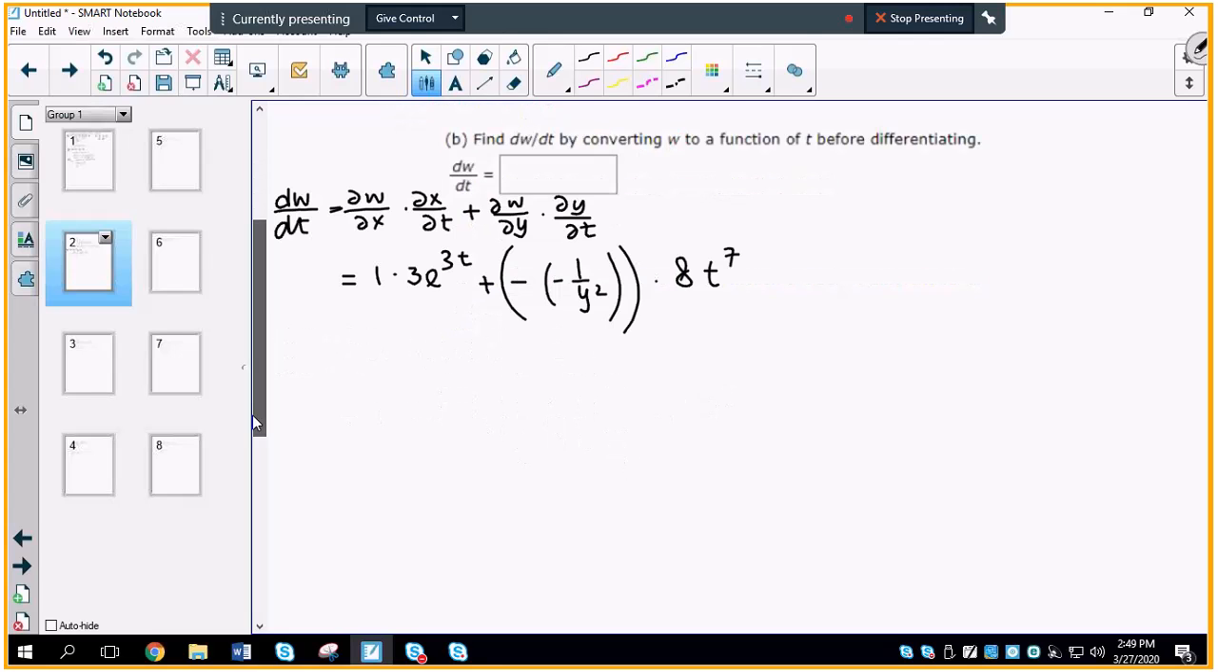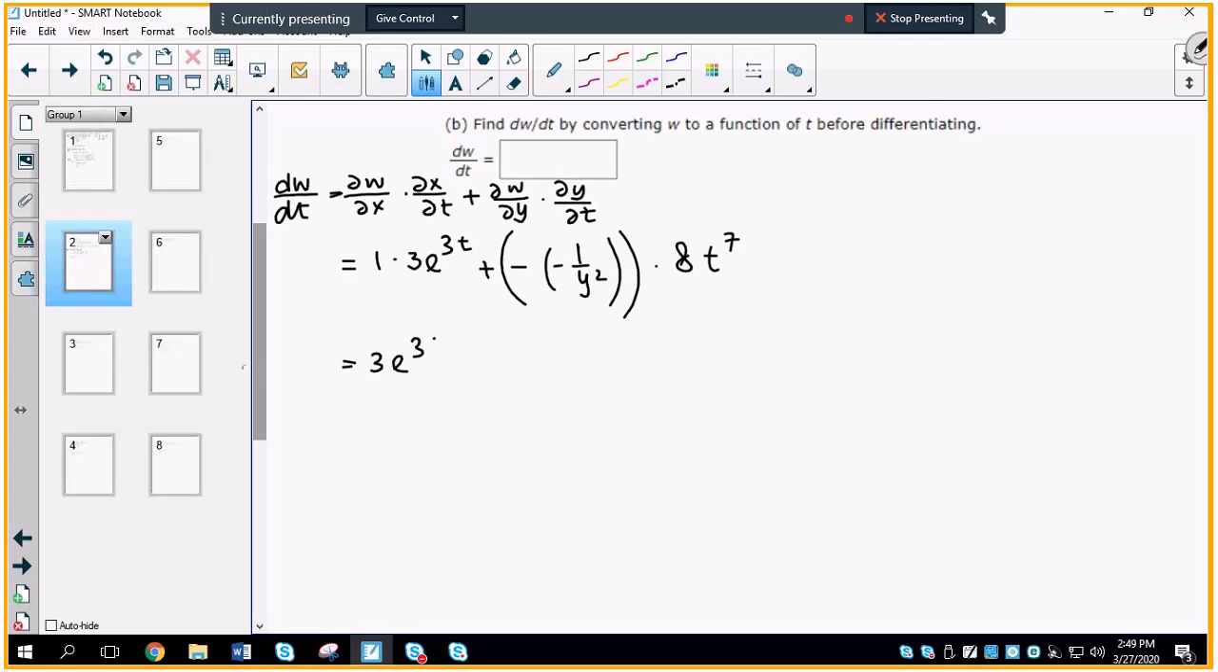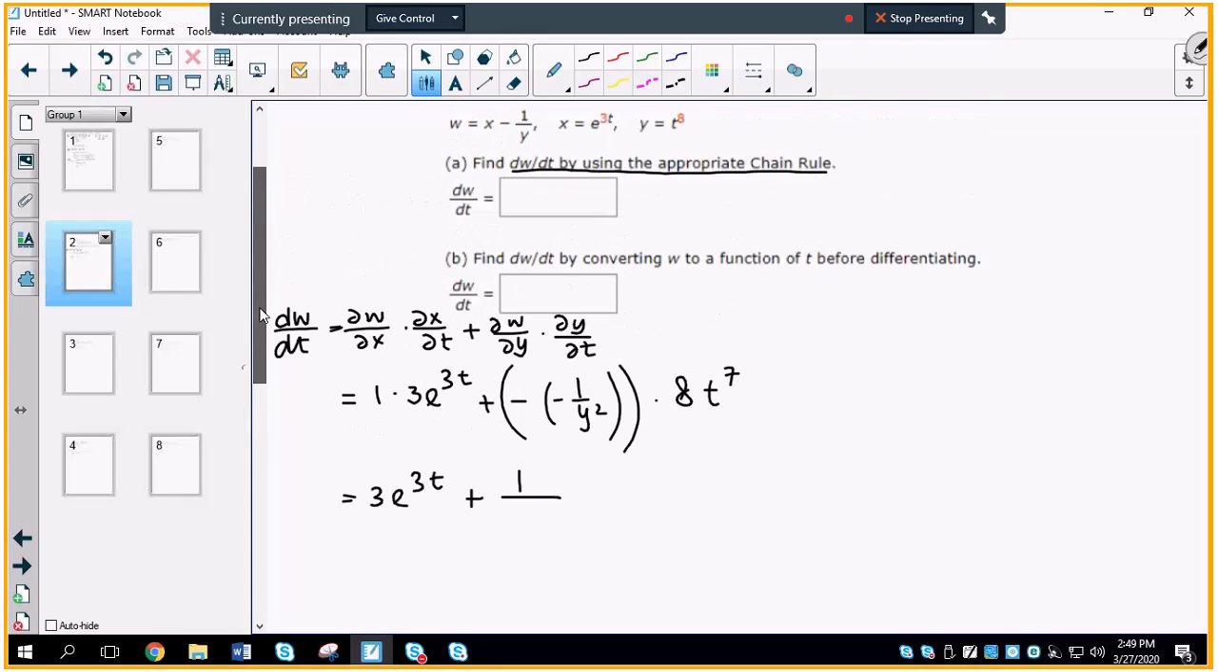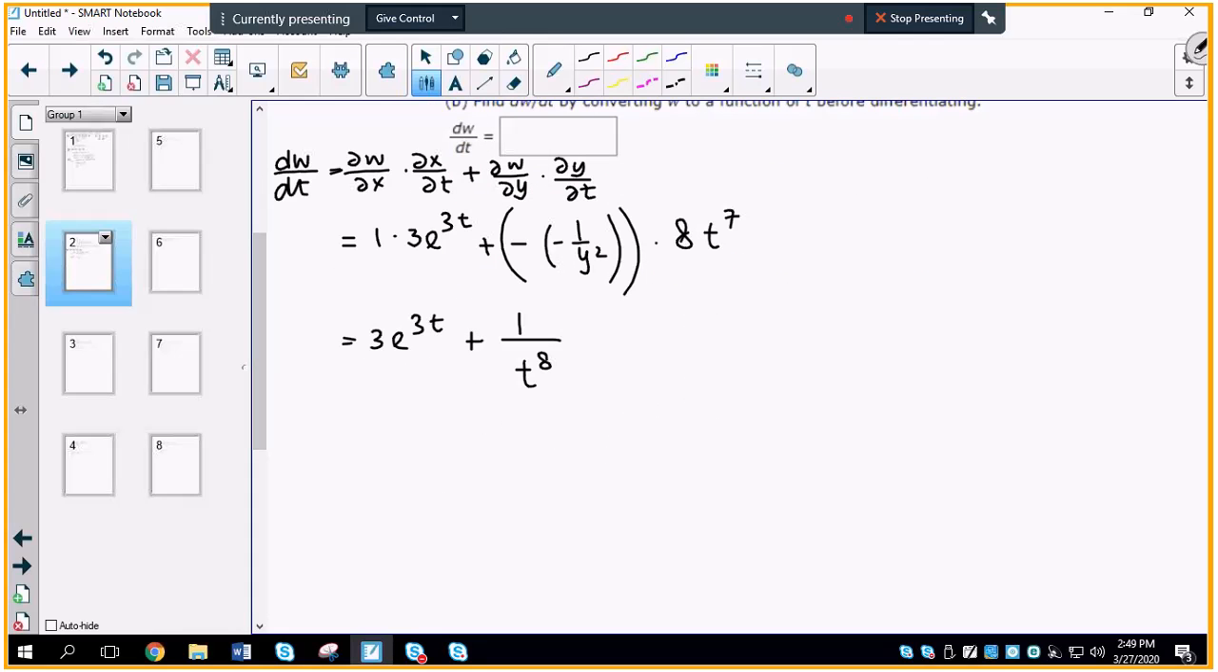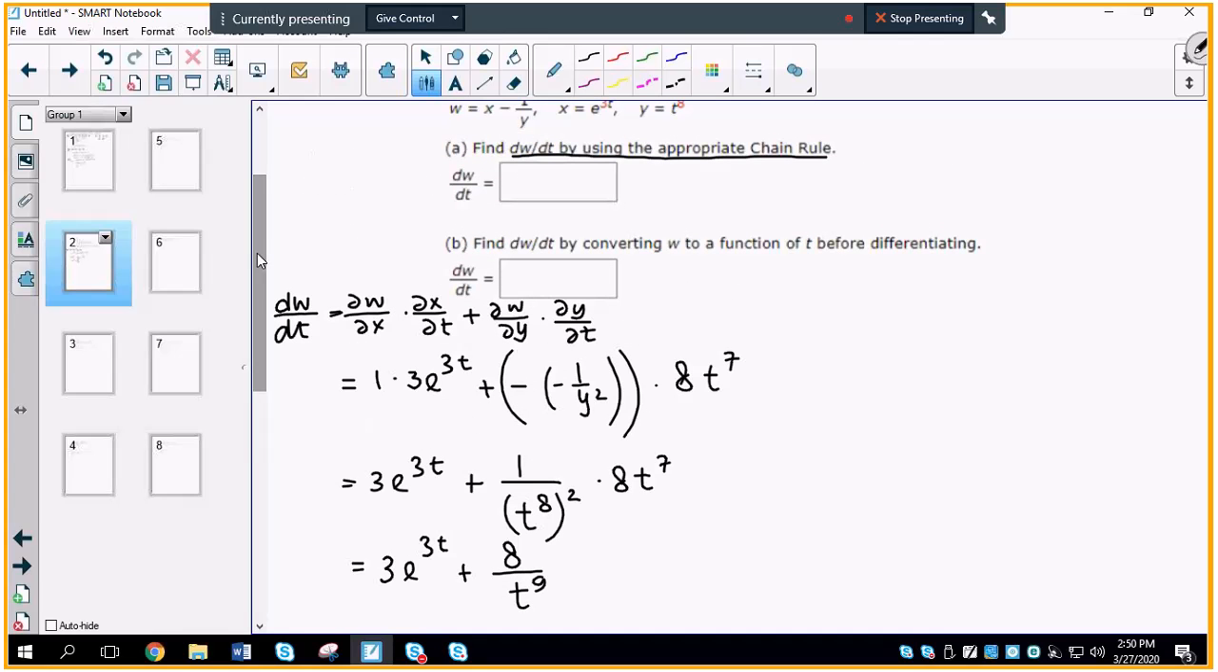Couple more steps. So I will write it as 3 e to the power 3t. Then minus times minus is a plus 1 over y squared. I'm going to change y to t to the power 8. Again, it will be t to the power 8 to the power 2 times 8 t to the power 7. So your final answer is going to be 3 e to the power 3t. If you look at the bottom, you have t to the power 16, t to the power 7 on top. So 8 stays on top, t to the power 7 and t to the power 16 cancels, gives you t to the power 9 on the bottom. So that's your chain rule answer for dw dt. So I'm going to write it, 3 e to the power 3t plus 8 over t to the power 9.